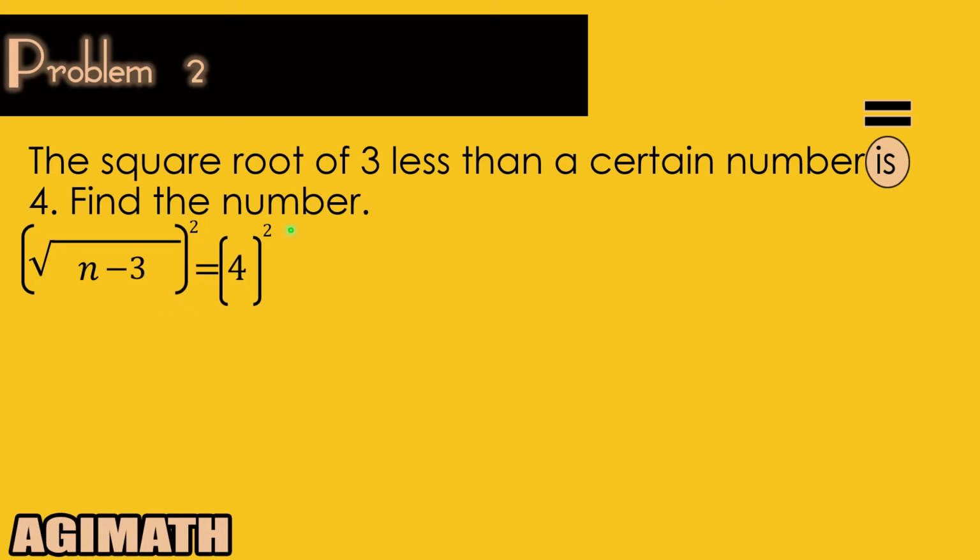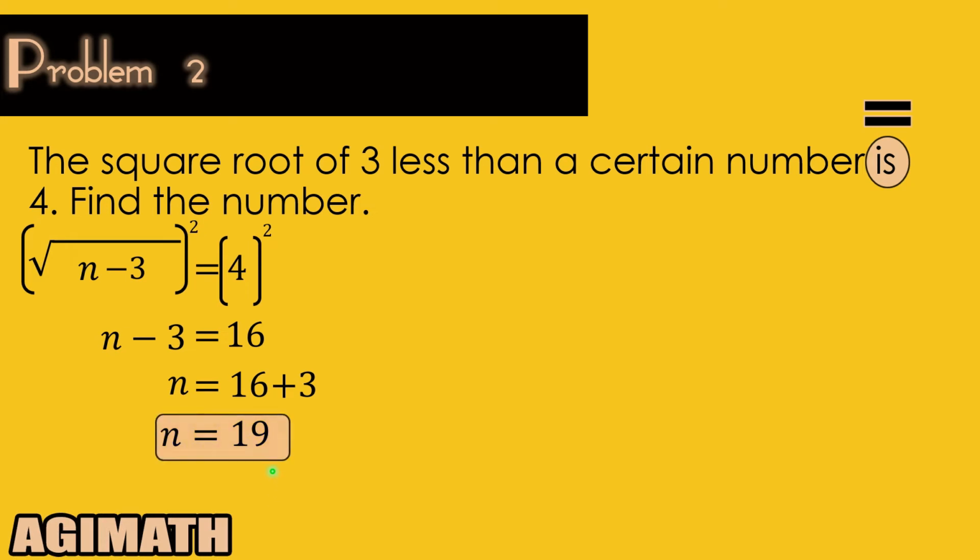Now, applying the property I showed to you earlier, it will leave us with n minus 3. And that is equal to 4 squared. 4 squared is equal to 16. And solving for n, we apply transposition. n is equal to 16. Since this is minus 3, it will become plus 3 on the other side. And 16 plus 3 is equal to 19. And that's it. n is equal to 19. And the next step is to look back.